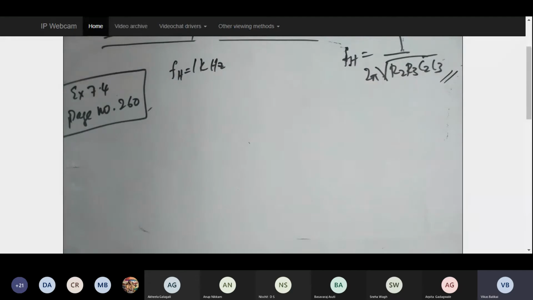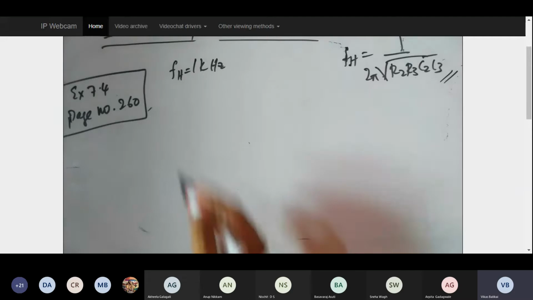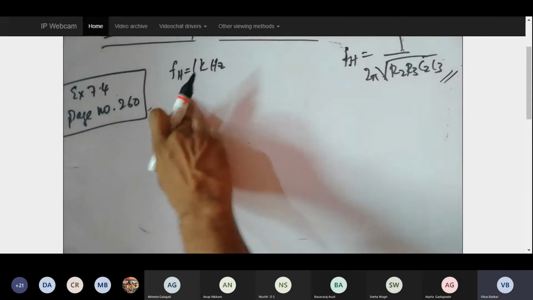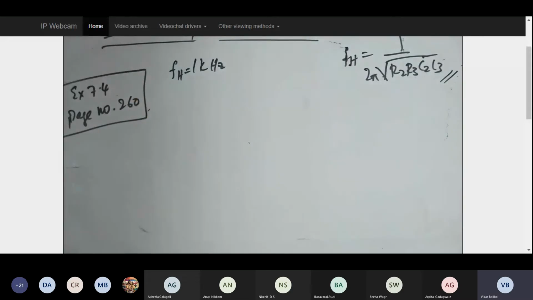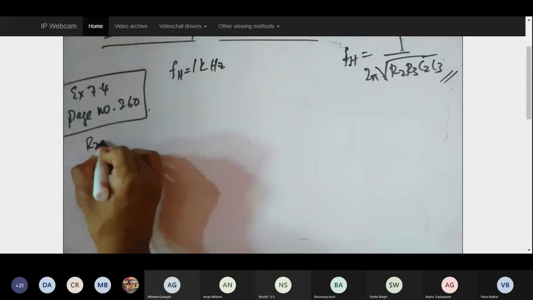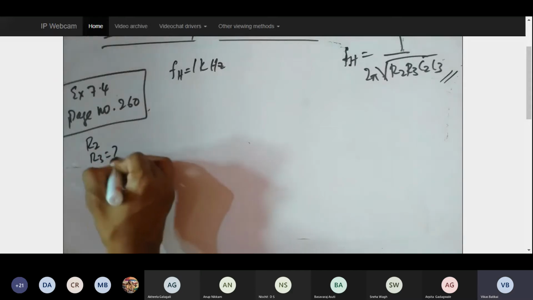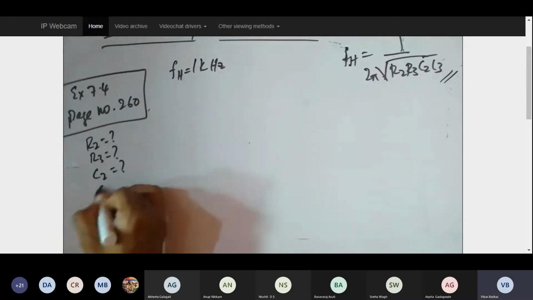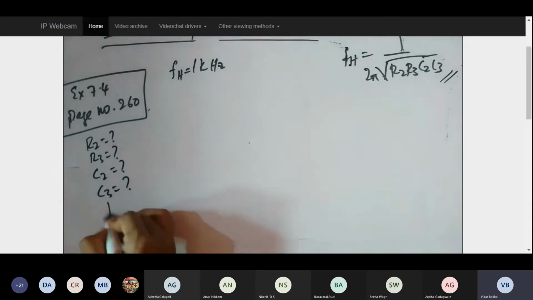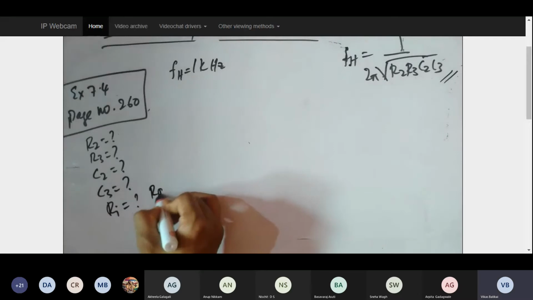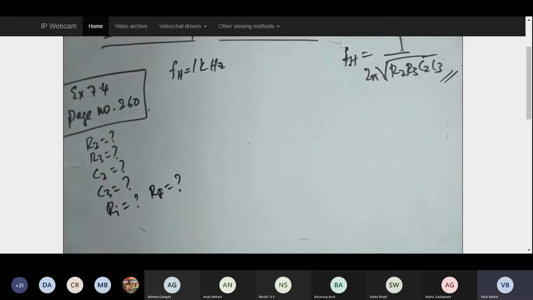Now he has not given most of the data. Now let's try to understand and calculate the data over here. So the given term is 1 kilohertz. Since most of the terms are not given, what are the things I require? R2, R3 are unknown, C2, C3 are unknown, and for that matter Ri is unknown, Rf is unknown. So a lot of things are unknown over here. So I'm going to give you some trick.